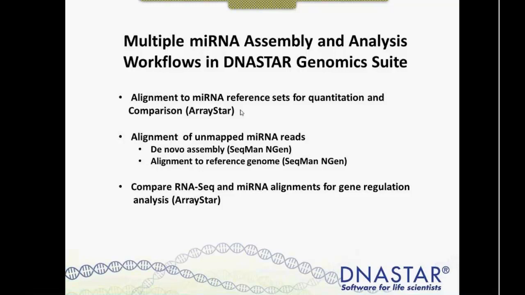So we can work with the data that does not align to the miRNA reference sets. We can collect those reads. We might de novo assemble them. So in cases where you don't have a reference genome to work with, I can de novo cluster them together and find new microRNA sequences. In other cases, like Arabidopsis, I may have the reference genome to align back to, so I can map these potentially novel species back to the reference genome using SeqMan Engine and get an alignment in a BAM file I can go and look at, interrogate and visualize. So this is where we would use the SeqMan Engine assembler.